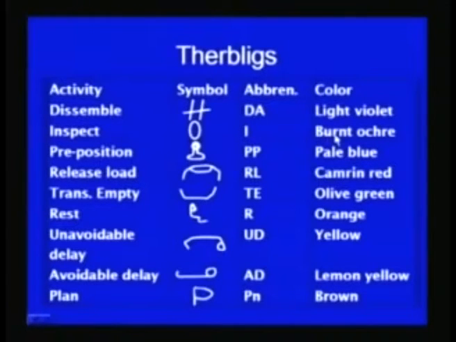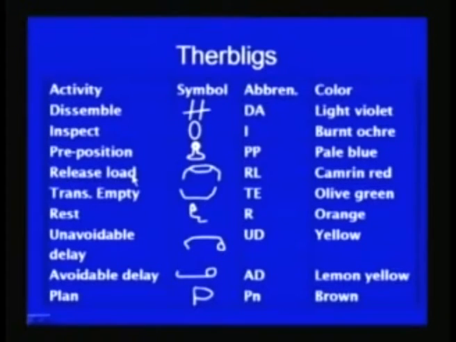And then preposition: putting the things in a place from where they can be positioned. The abbreviation is PP, and pale blue is the color used to show it.